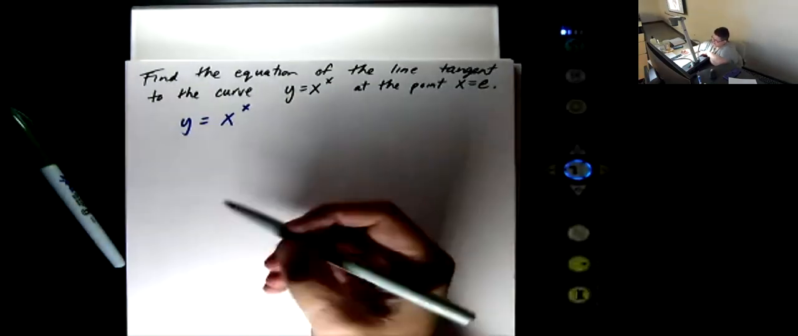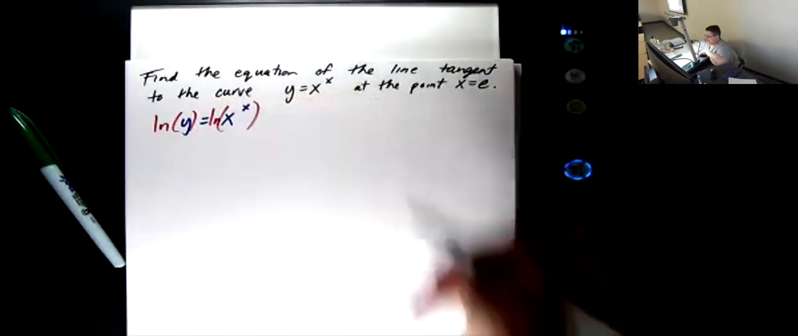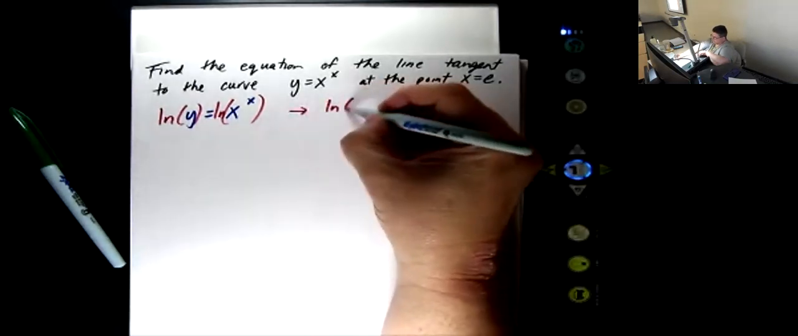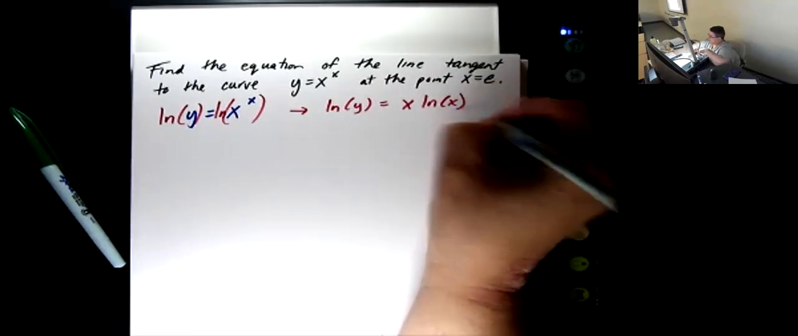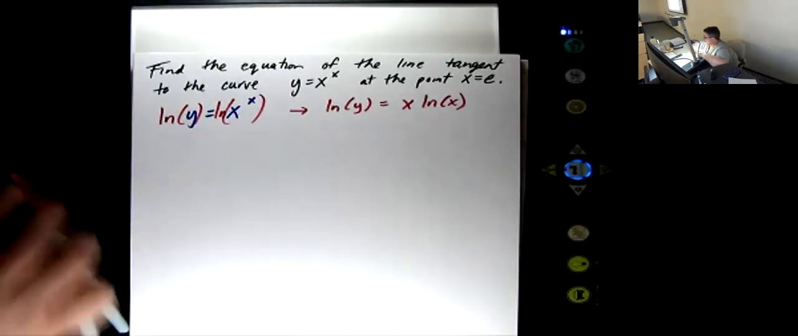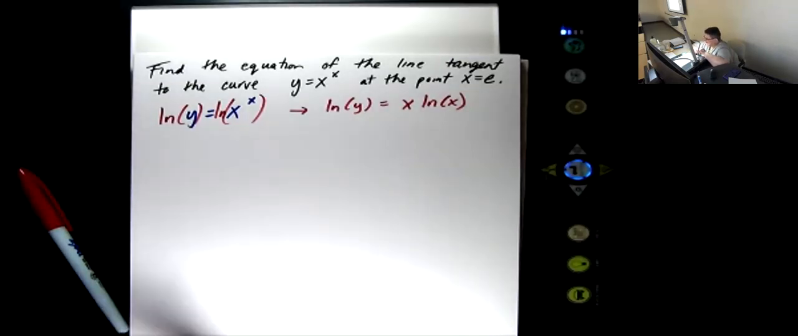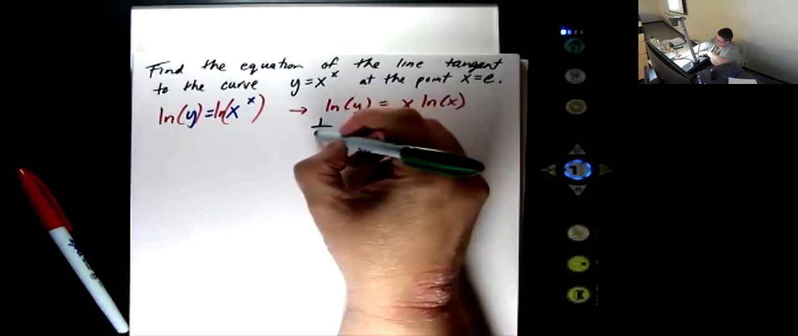So, treat each side as the argument of a natural log. I'm going to do that. And so I have natural log of y equals, and I'm going to bring that exponent down, x natural log of x. And this just got a whole lot more manageable. I wouldn't even know how to tackle x to the x. But the natural log of y, the derivative of that with respect to x is 1 over y dy dx.